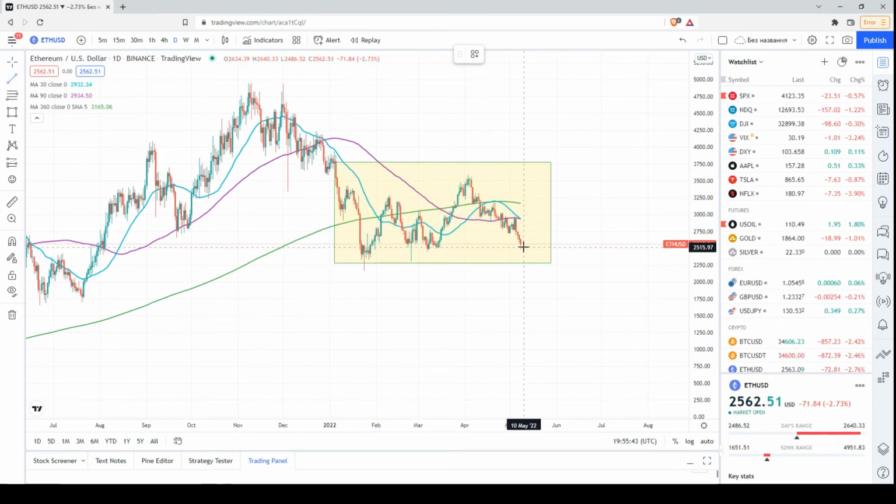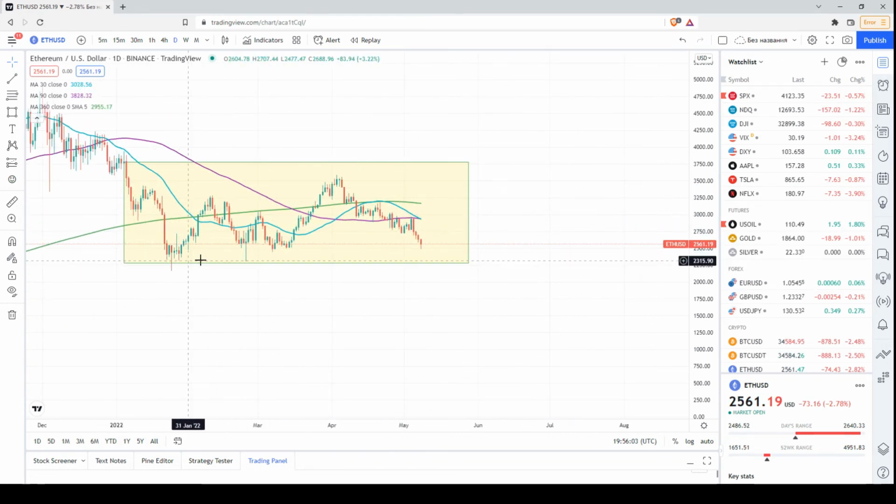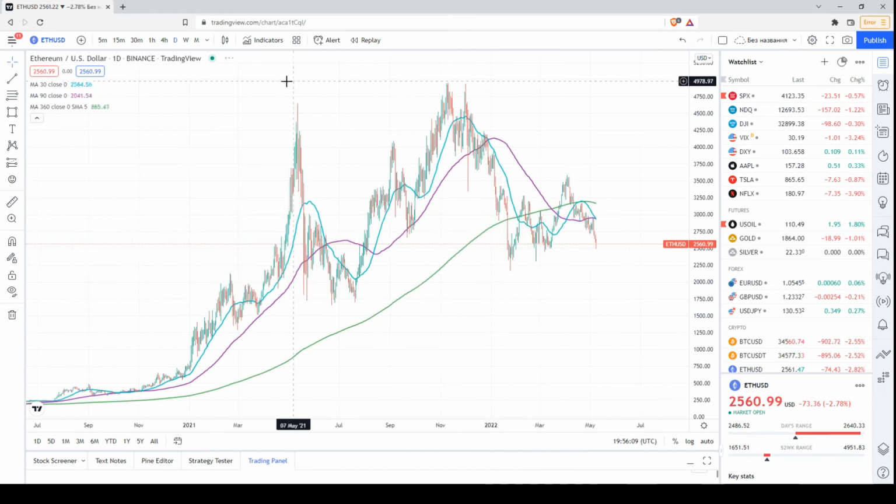If it rebounds and returns again above these 3 moving averages, then this scenario, namely the continuation of this sideways movement, will become more realistic. But at the moment, I would say that the bulls have to be very cautious, because yes, we're testing the previous local lows and we're below these 3 moving averages. That's why we have to be very cautious.